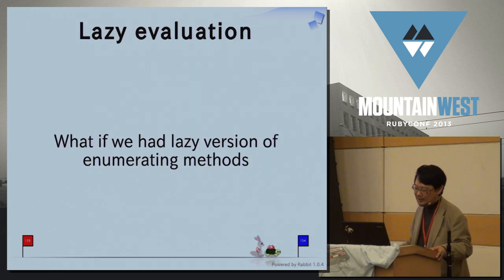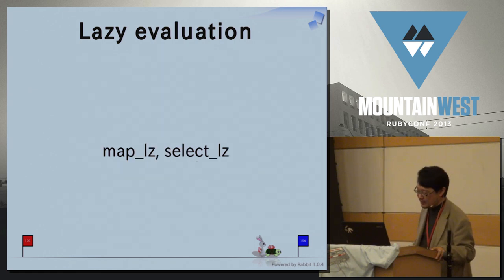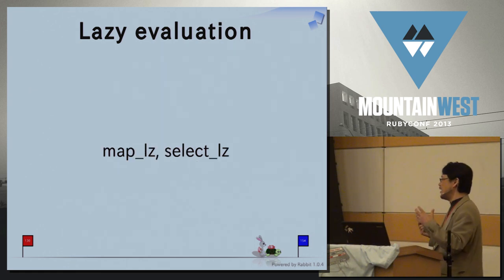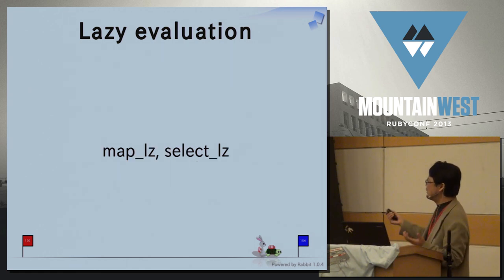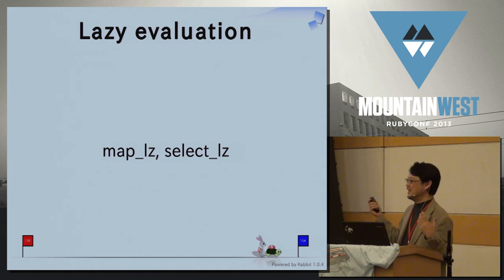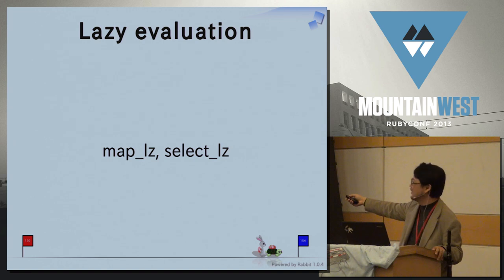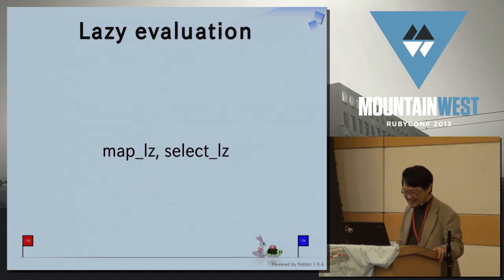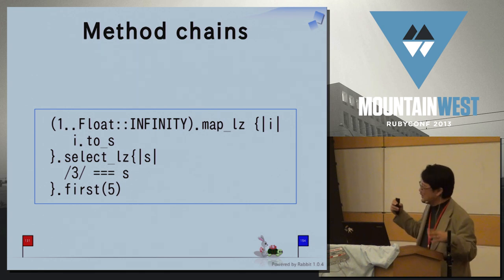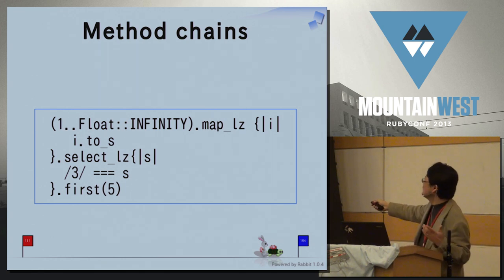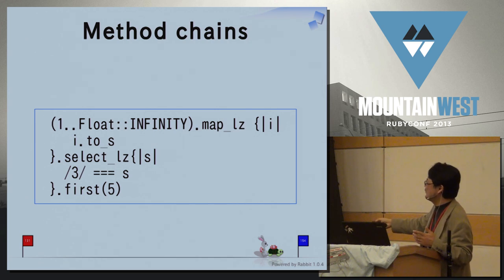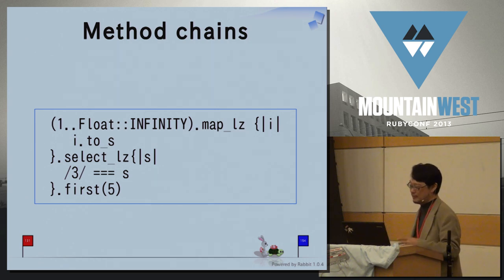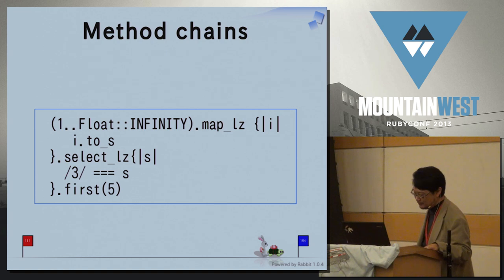So what do we have as a lazy version of the enumerable methods? The first proposal was map_lz, select_lz, with the LZ, the shorthand of lazy, just because we are lazy. So that goes like this: map lazily, then select lazily, then get the first five appearances of the stream.